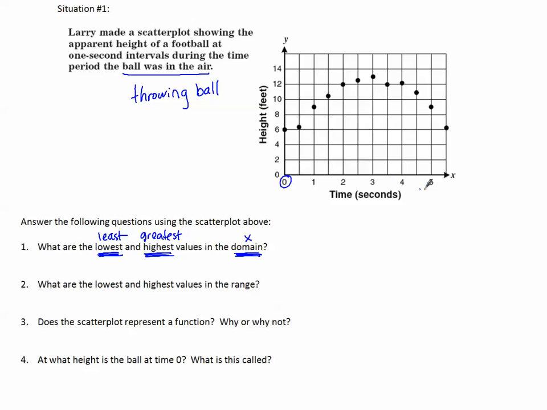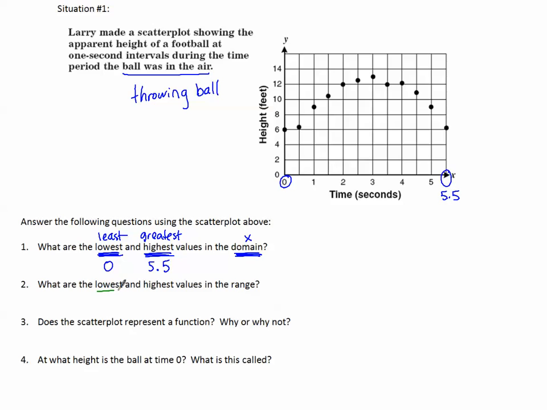Notice that if this is 4 and this is 5, this has to be halfway. So each block is a half. So this is the greatest, which is 5.5. So the least is 0 and the greatest is 5.5.